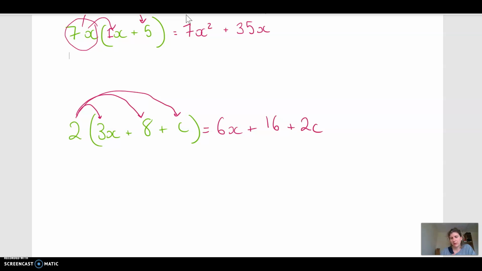Lovely. Okay, so that's a little bit of a revision on expanding brackets and collecting like terms. Have a go at the revision sheet attached, and I hope this has been helpful.